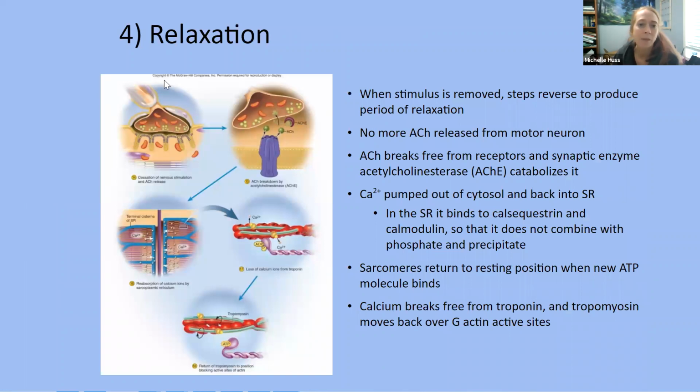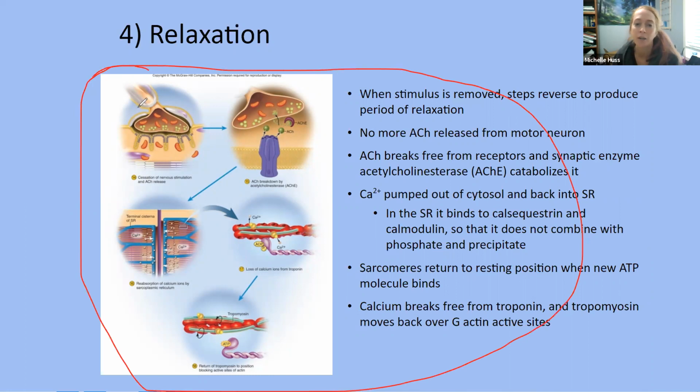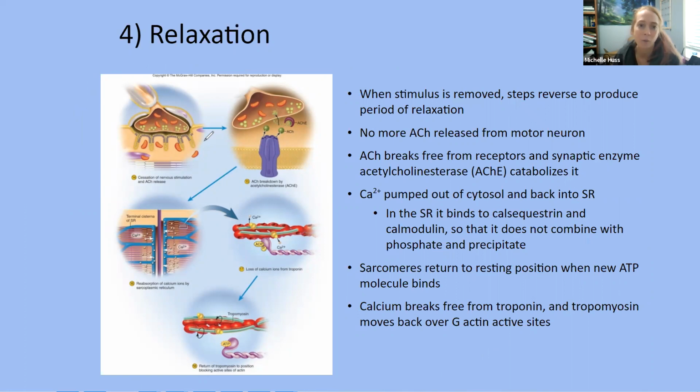Don't worry about this slide, because this slide is what we'll move on to in the next part of this video. We'll start talking about what happens in the whole muscle fiber, and then we'll work towards our brain. But you're welcome to go on and look at it if you'd like.